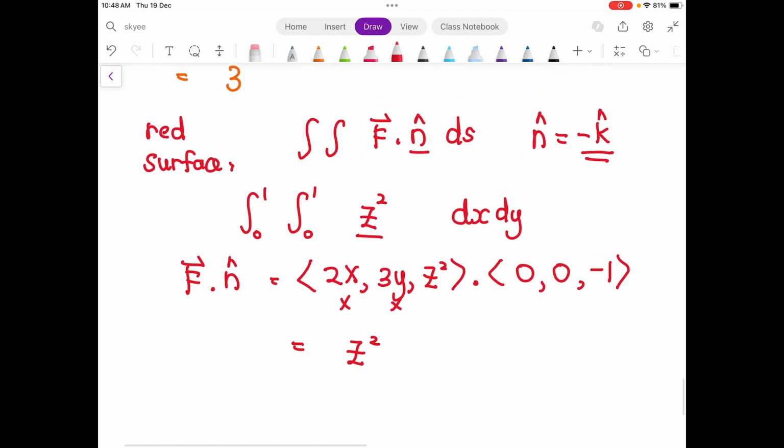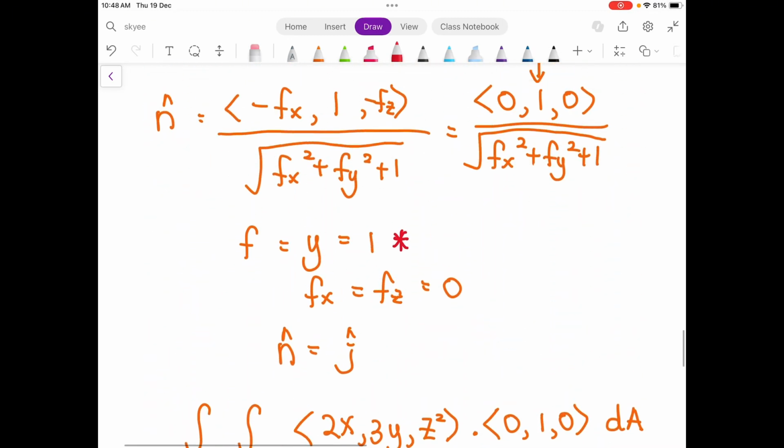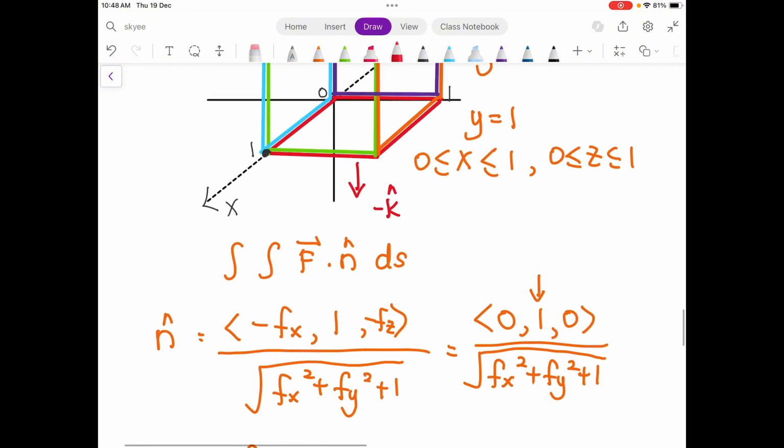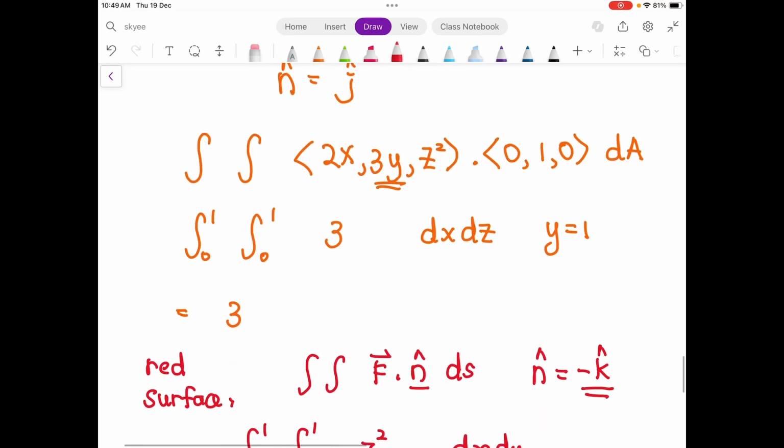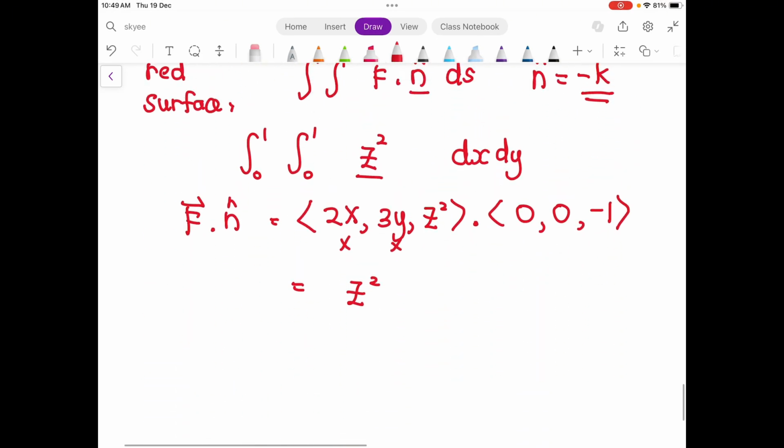So this z square, so what is z? The function of the plane. Okay, so this one is located at the position where z is equal to 0, right? Yeah, z is equal to 0. Okay, so meaning that the whole thing is 0, then the answer is also 0. So this one is for the red plane.